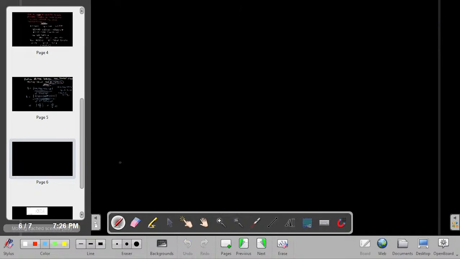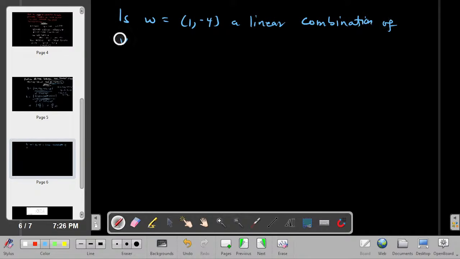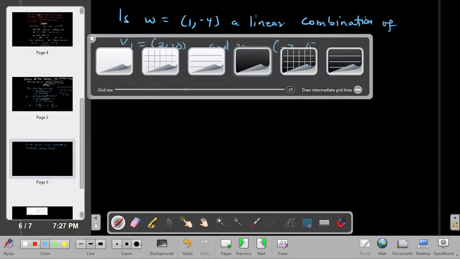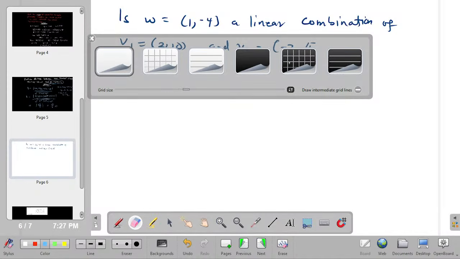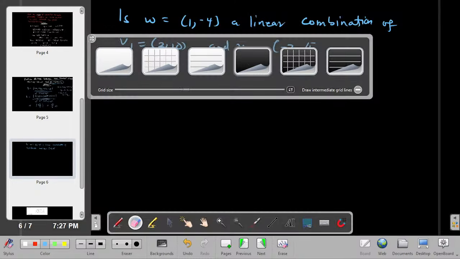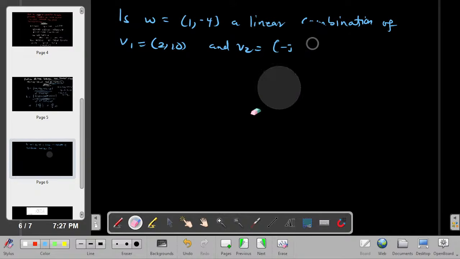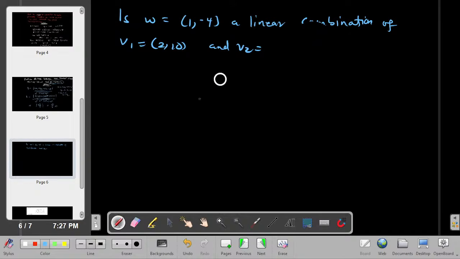Okay, let's check this question. It says, is W, which is equal to 1 comma negative 4, a linear combination of V1, which is equal to 2 comma 10, and V2, which is equal to negative 3 comma negative 15.